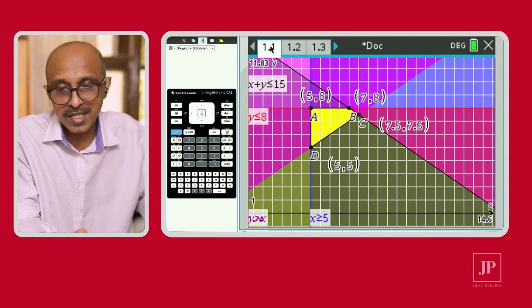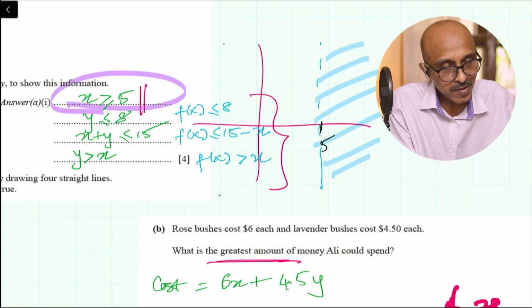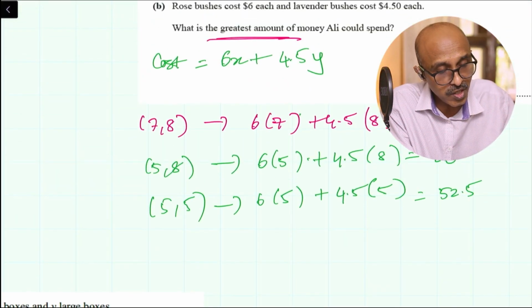To solve the question, you need to get those points of intersection, all right? As we did in this, you need to get the point of intersection.